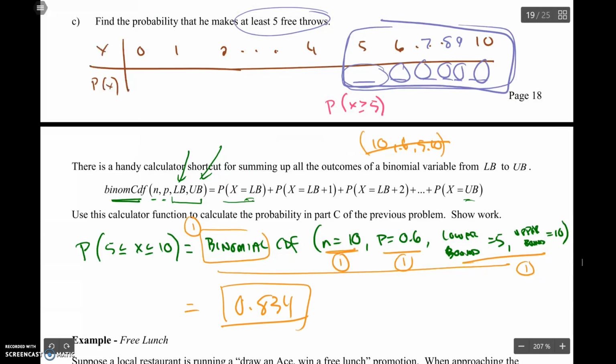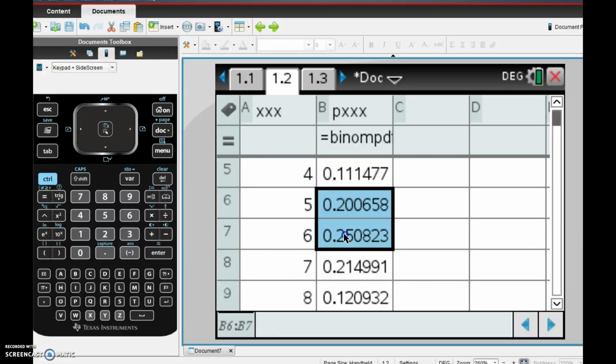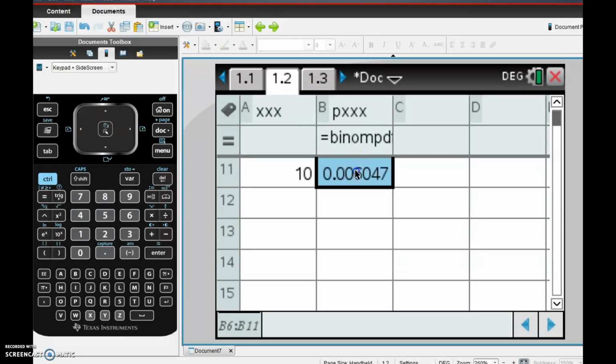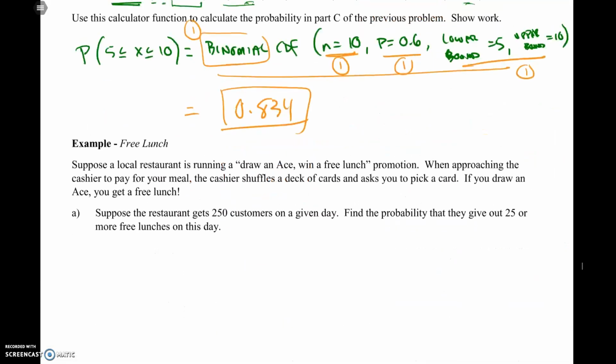And if we had a little more time, I would actually show you that if you add up 5 to 10, it'll give you the same thing, but I don't want to do it, so trust me, it works.